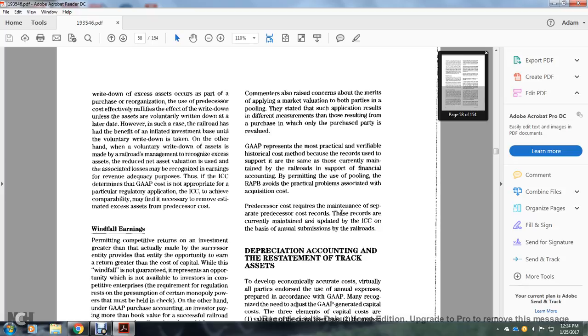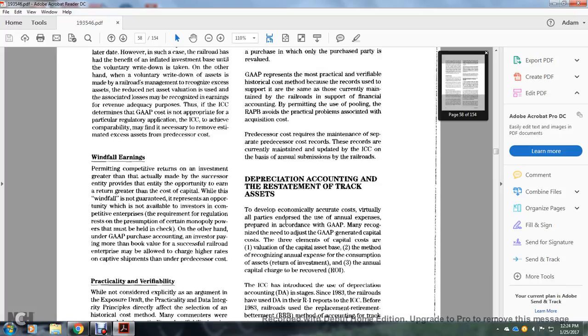The predecessor cost requires the maintenance of separate predecessor cost records, with the required records currently maintained under the Interstate Commerce Commission on the basis of the annual submission of the railroads.